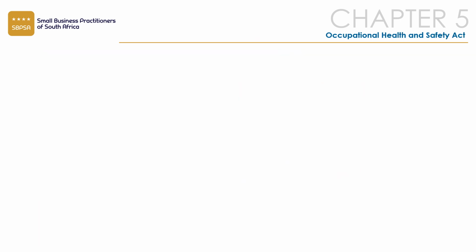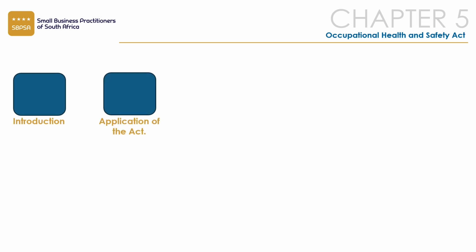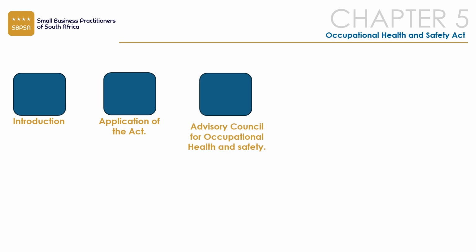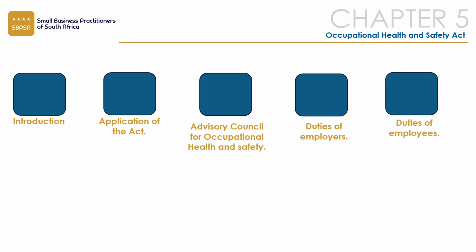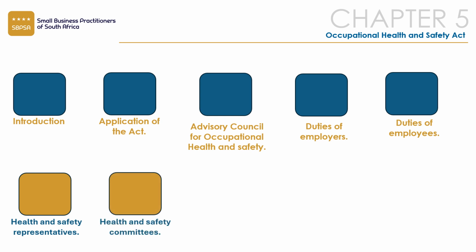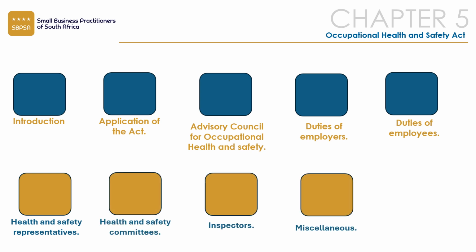Within the same Chapter 5, we will also explore one more section in detail, which is the Occupational Health and Safety Act. We will first introduce the section to you, then explore how the Act is applied. We also explore the Advisory Council for Occupational Health and Safety, followed by duties of both employers and those of employees. It does not end there. In the list, we also cover health and safety representatives, health and safety committees, inspectors, miscellaneous, then close it off with the Mine Health and Safety Act.